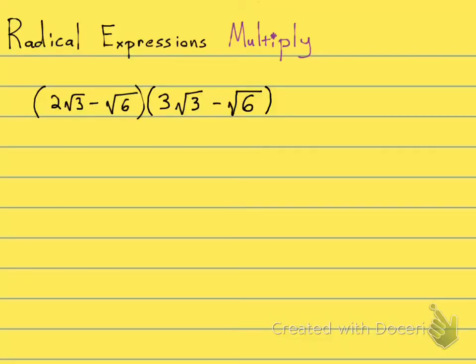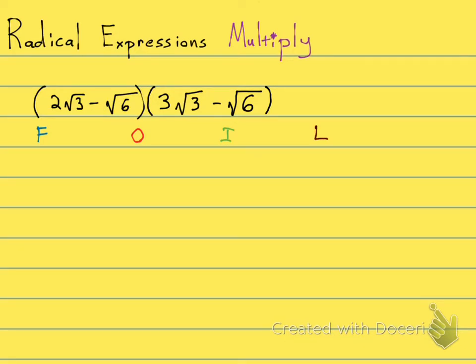We are being asked to multiply these two rational expressions here, and we're going to treat them as two binomials, which means we need to FOIL them. So let's go ahead and do it. FOIL stands for first two, outer two, inner two, and last two.